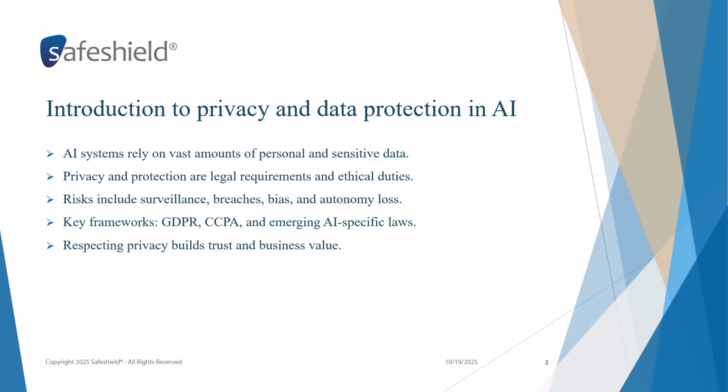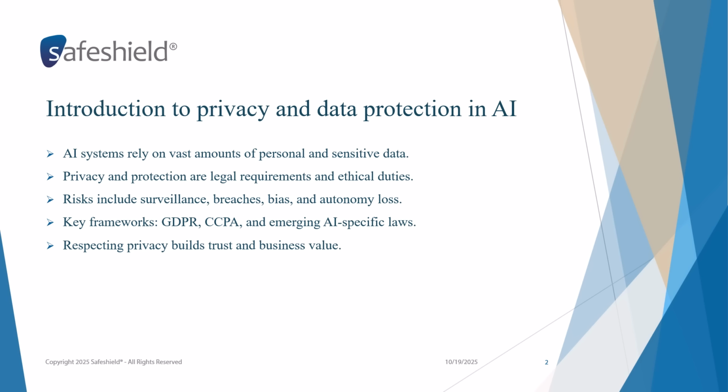We will begin by defining what privacy and data protection mean in the context of AI. From there, we will examine the risks that emerge when these principles are not respected, such as unauthorized surveillance, data breaches, bias amplification, and loss of individual autonomy. You will also learn about global regulatory frameworks, such as the EU's General Data Protection Regulation, GDPR, the California Consumer Privacy Act, CCPA, and new laws emerging worldwide that specifically address AI systems.